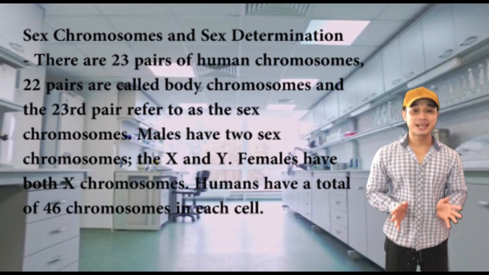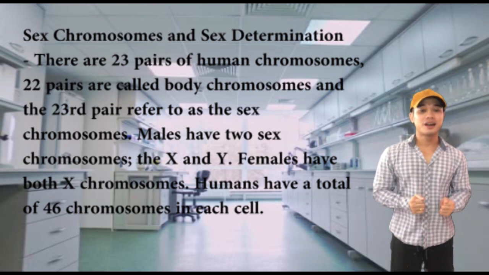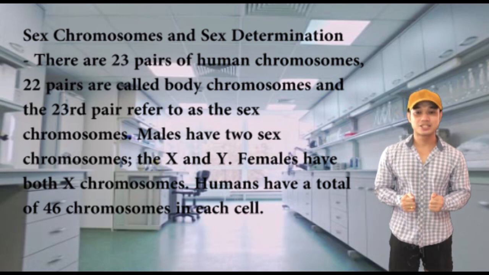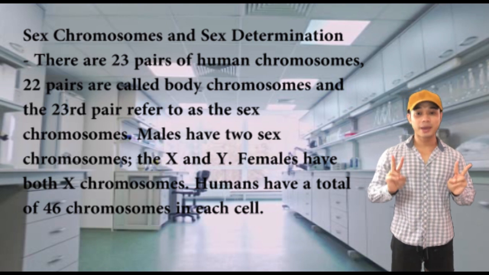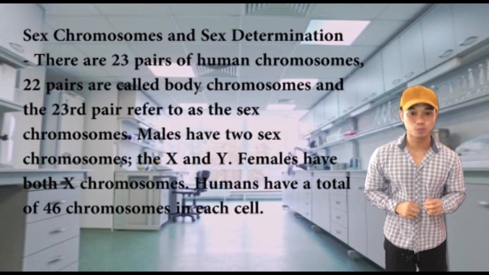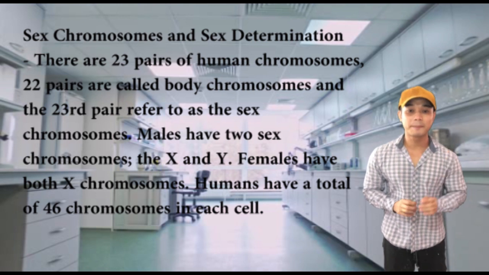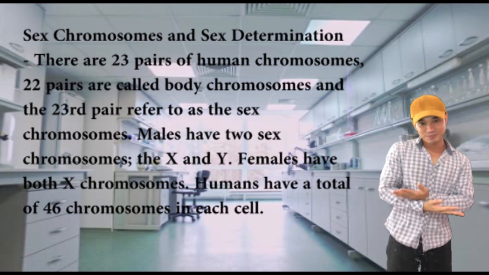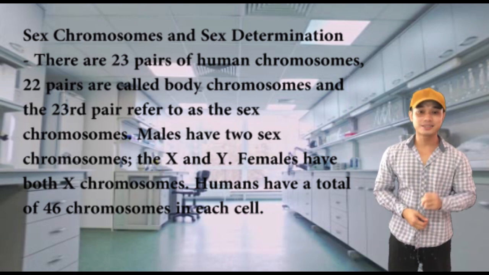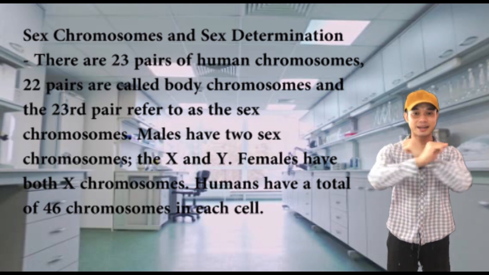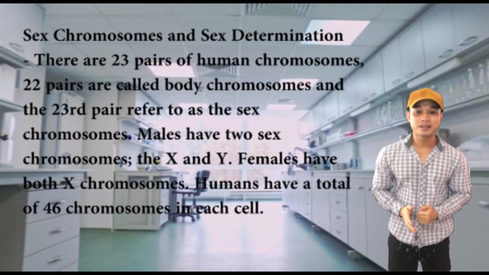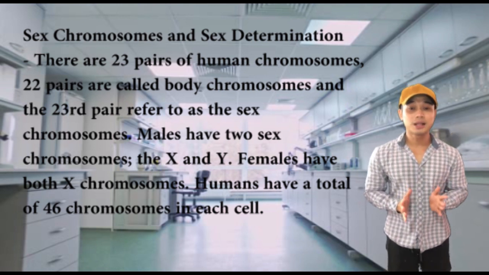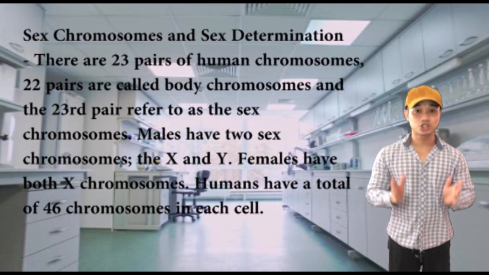Now, sex chromosomes and sex determination. There are 23 pairs of human chromosomes. As we all know, 22 pairs are called the body chromosomes, and the 23rd pair is referred to as the sex chromosome. Males have 2 sex chromosomes, the X and the Y, while females have both X chromosomes. Humans have a total of 46 chromosomes in each cell.